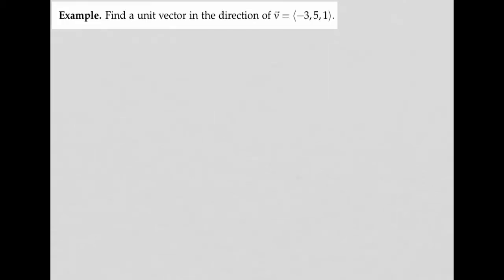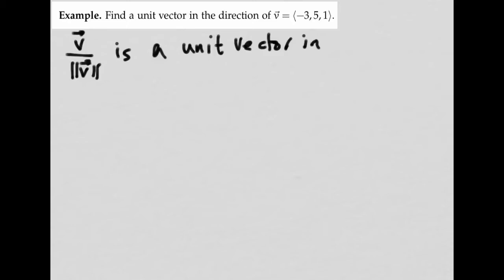Next, let's find a unit vector in the direction of the vector v with components -3, 5, 1. Well, the vector v divided by the magnitude of v is a unit vector in the direction of v.